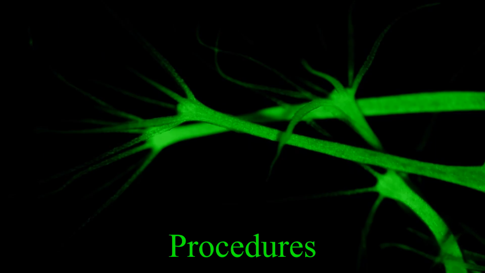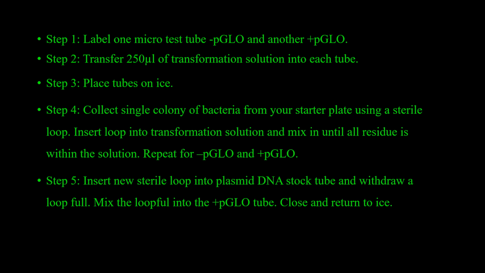Procedures. Step 1. Label one microtest tube minus pGLO and another positive pGLO. Step 2. Transfer 250 µL of transformation solution into each tube. Step 3. Place tubes on ice. Step 4. Collect a single colony of bacteria from your starter plate using a sterile loop. Insert the loop into the transformation solution and mix until all residue is within the solution. Repeat for negative pGLO and positive pGLO.